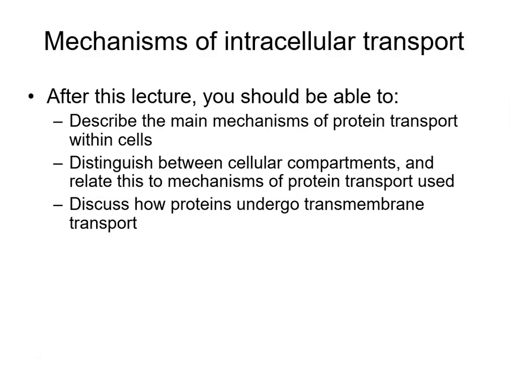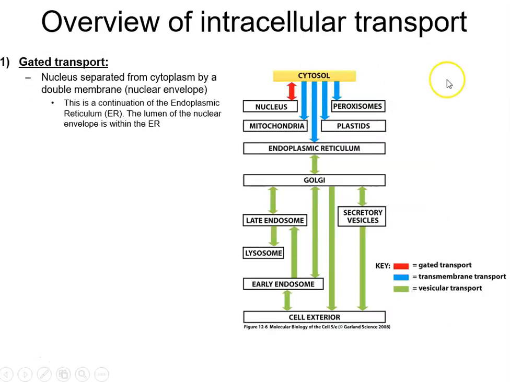So this is going to be the basics of all of these, and then in subsequent lectures we'll look at each transport mechanism in more detail. So this slide shows all of the different places that proteins can be transported within the cell. And we're starting off with proteins in the cytosol because that is where the ribosomes are, that is where proteins are made. So starting from the cytosol, proteins can get to nucleus, mitochondria, endoplasmic reticulum.